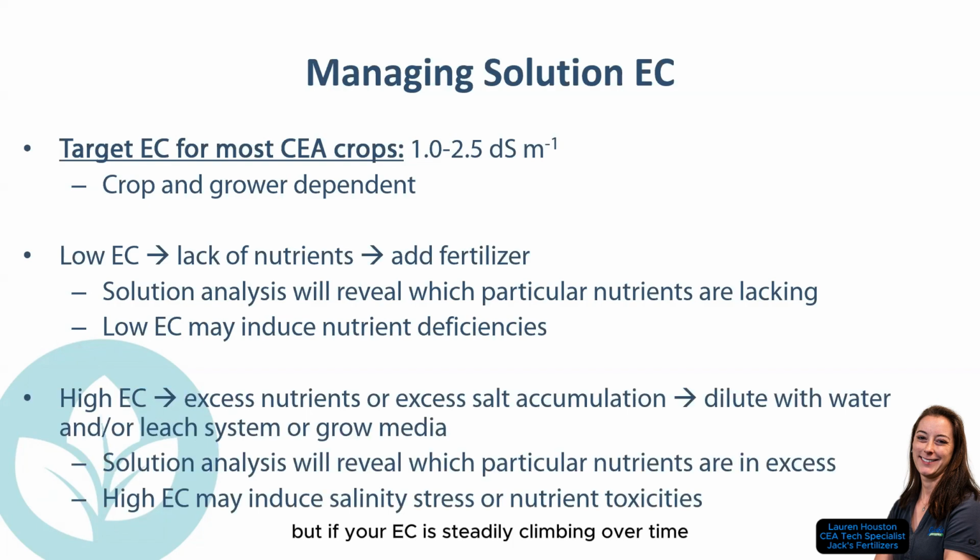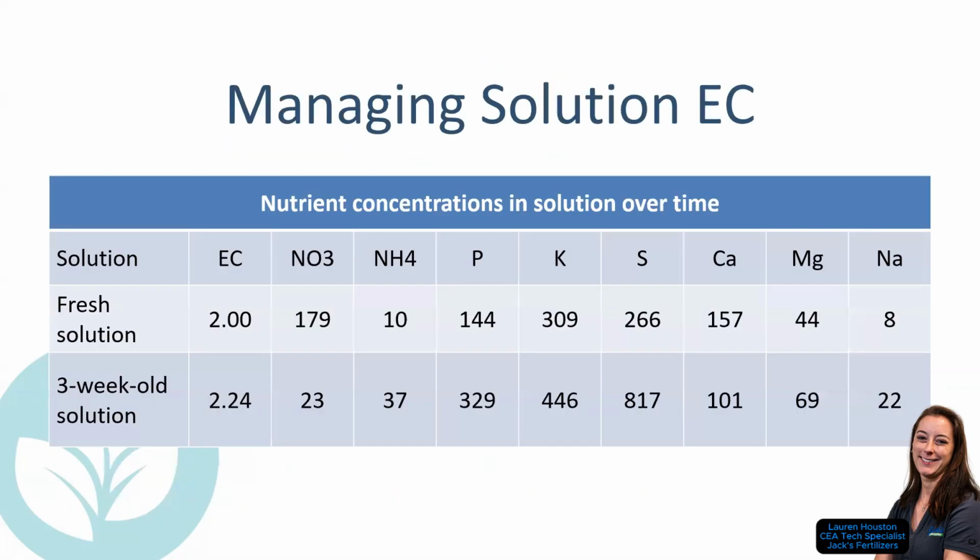But if your EC is steadily climbing over time, that could be an indication that you have excess nutrients or excess salt accumulation, that sodium and chloride from those hard water sources that's accumulating over time. That's going to drive your EC up. And it's really important to get these solutions tested when you see this starting to happen, to really identify: is it the nutrients that are building up over time? Is it a particular salt? Are my plants going to end up with a nutrient deficiency because the EC is consistently high while some essential nutrients might be lower in concentration?